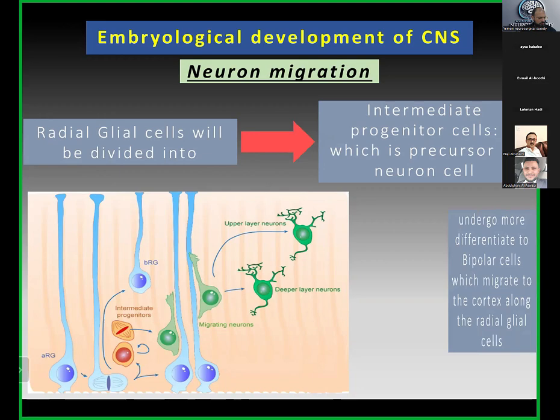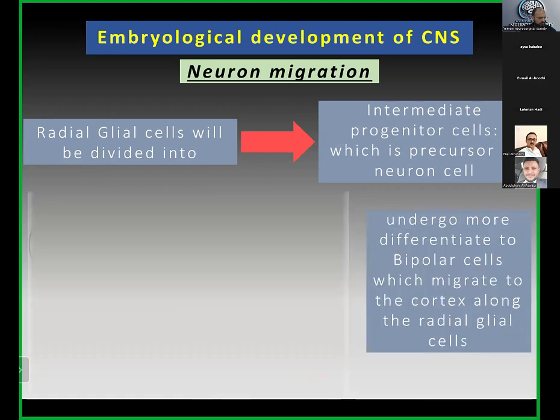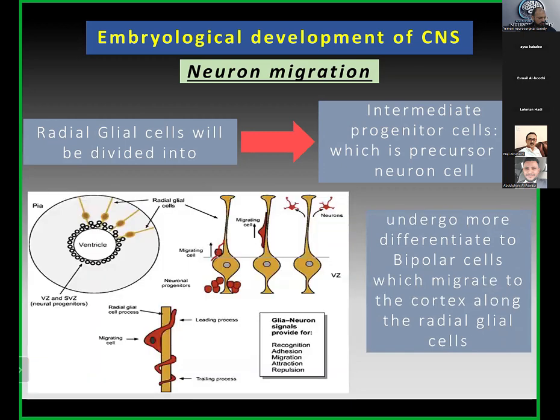Also, this diagram shows the neural progenitor at the base of the radial glial cell, which will be specialized and differentiated to the bipolar cells, which are above it at the level of the cells, and then migrate along the process of the radial glial cells in the direction of the cortex to reach the final position of these neurons at the cortex.